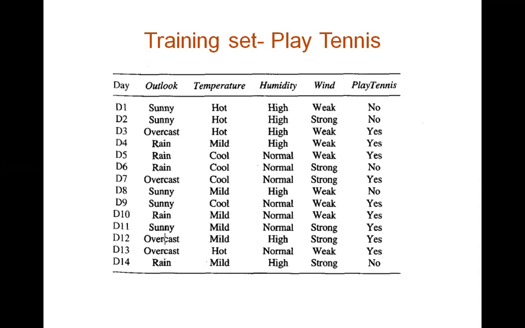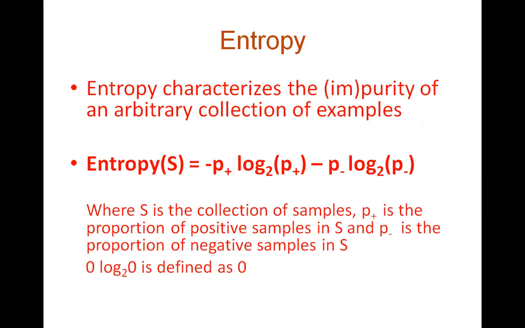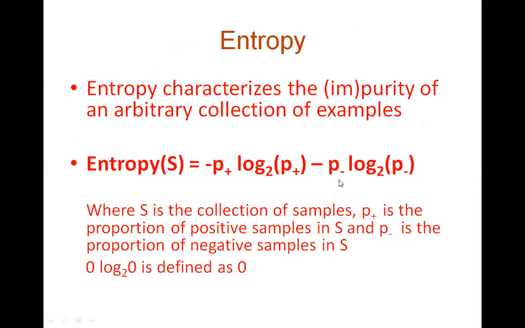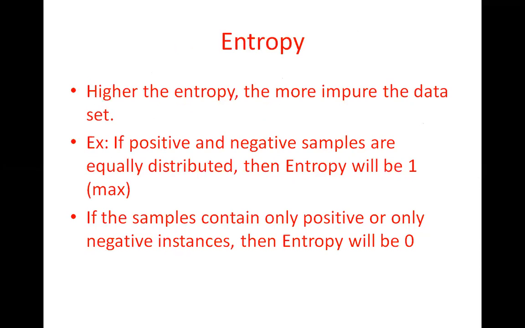Is it clear? Minus portion of positive examples log 2, minus portion of negative examples log 2. So here, minus 9 by 14 log 9 by 14, minus 5 by 14 log 5 by 14. So this will give us the entropy of that entire data. It is nothing but the combination of the portion of positive examples and the portion of negative examples.